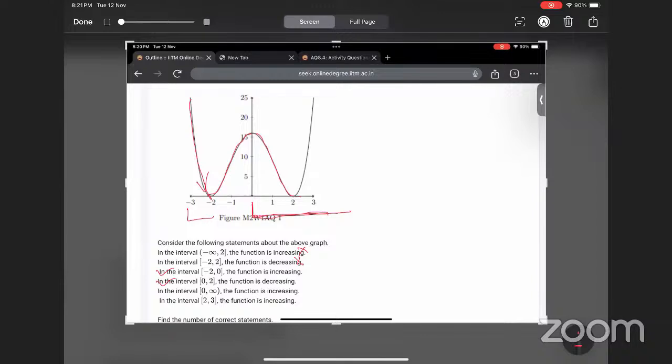Which is a very large part. You cannot ignore it. So in the interval 0 to 2, the function is decreasing, then it's increasing. So this statement is wrong. And clearly, this is correct, 2 to 3.